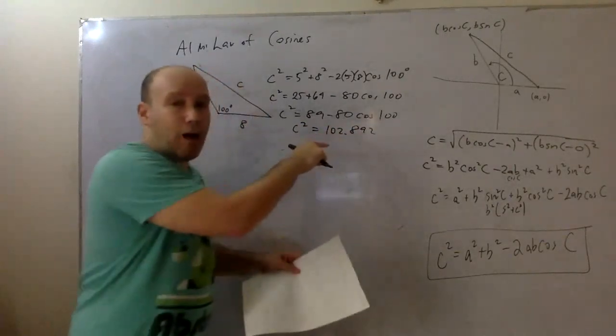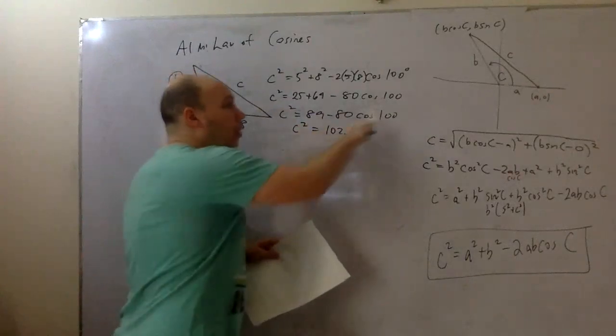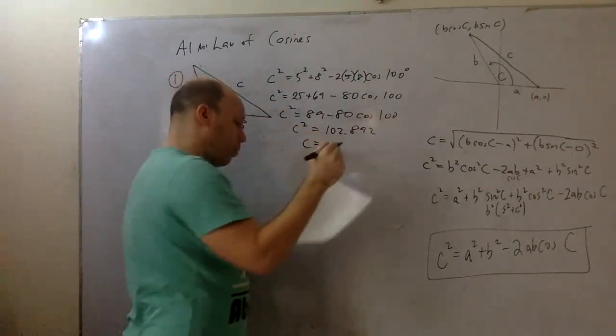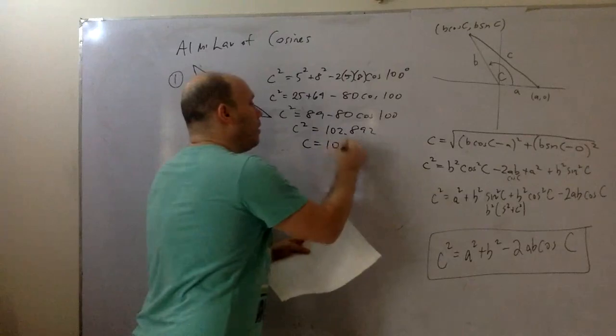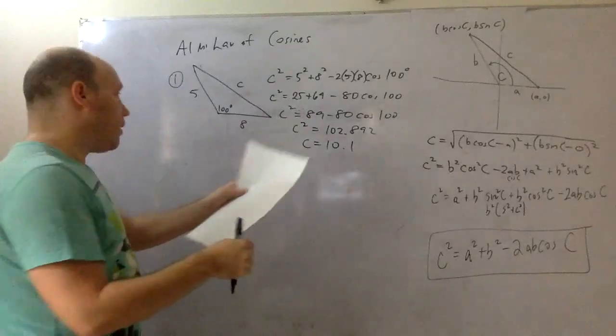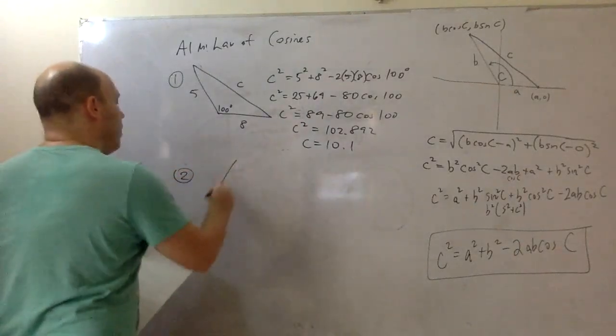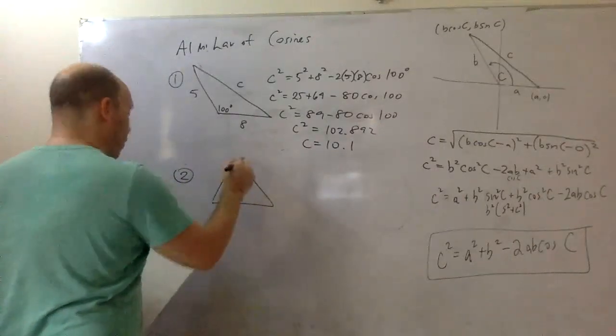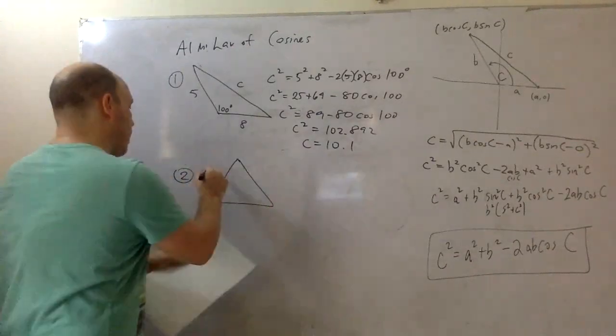So we have C squared equals 102.892. I wouldn't even write this down. Just let the calculator do all of the digits, and then C equals 10.1. Now, let's try another one. Here's a triangle, and let's do another one.